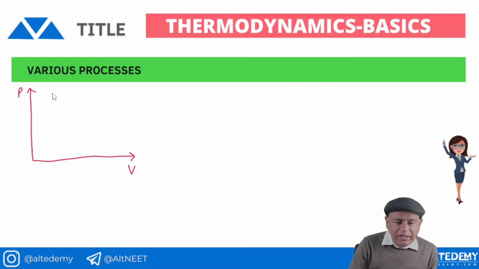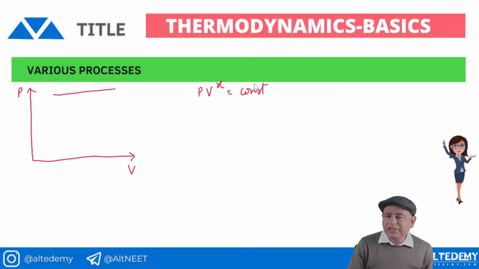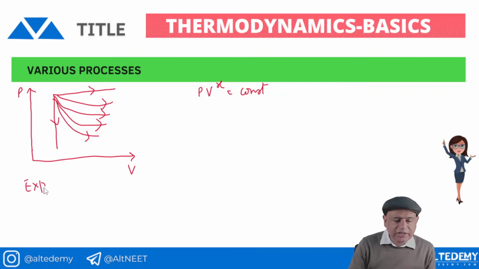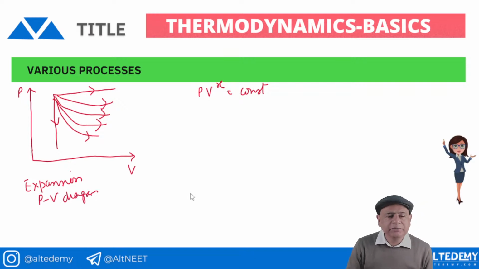And we are making a general PV^x equals constant type situation. And I am drawing various lines here and I will elaborate it just now. Look here, 1, 2, 3, 4, like this. It is called an expansion PV diagram.